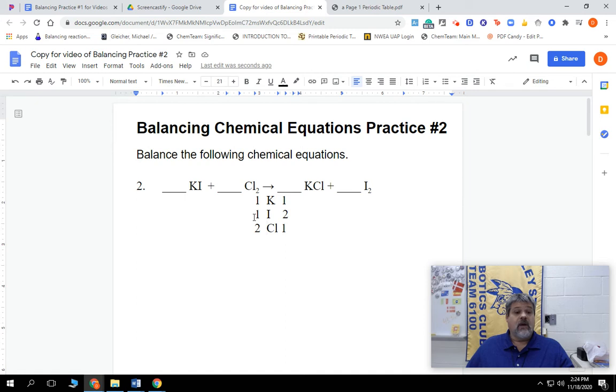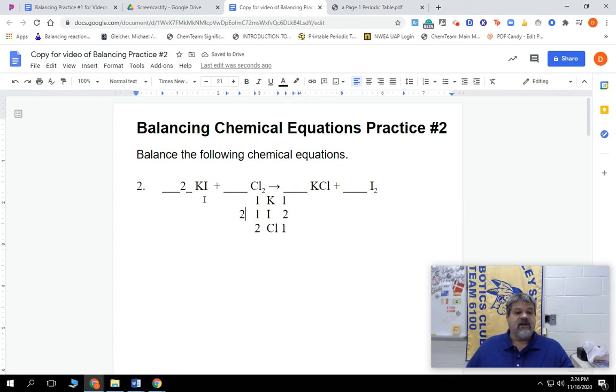Okay, so I have 2 iodines on this side. There's my 2 for the iodine, so I need to put 2 on this side. And remember, we cannot change the subscripts. The subscripts in this case are 1s, so we have to change the coefficients. So we're going to put a 2 right there, which gives us 2 iodines over on this side.